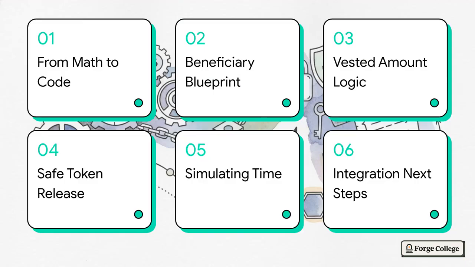So here's how we're breaking it down today. 1. From math to code. 2. The beneficiary blueprint. 3. Calculating the vested amount. 4. Releasing the tokens safely. 5. Simulating time for testing. And finally, 6. Next steps for integration. Let's jump right in.